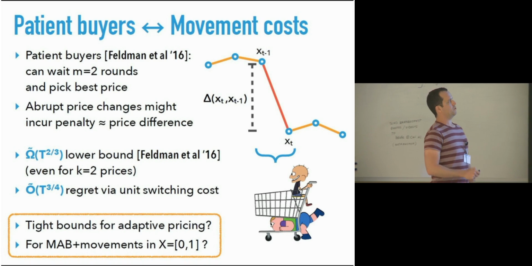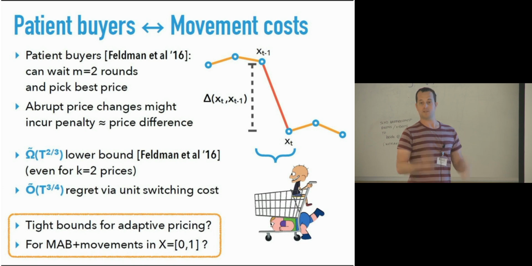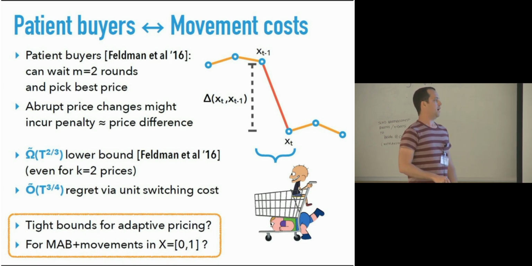So this setting was introduced by Feldman et al., and they gave a t to the 2/3 lower bound even when there are just 2 prices to pick from, no full discretization. And naively, we can get an upper bound of t to the 3/4 by reducing it to a multi-arm bandit with switching cost problem. And there is a significant gap between the 2 bounds.